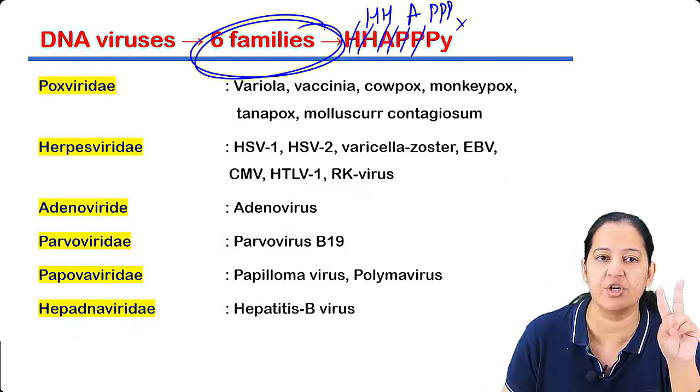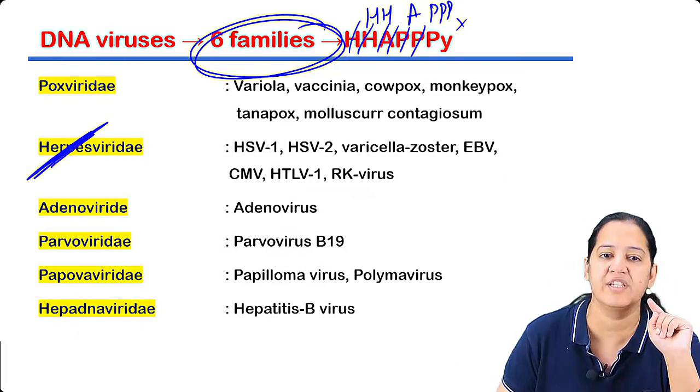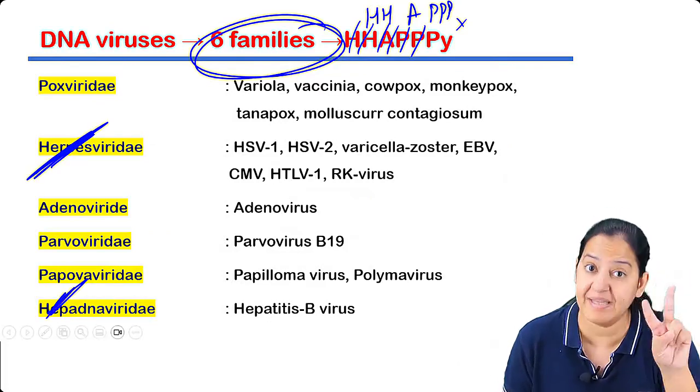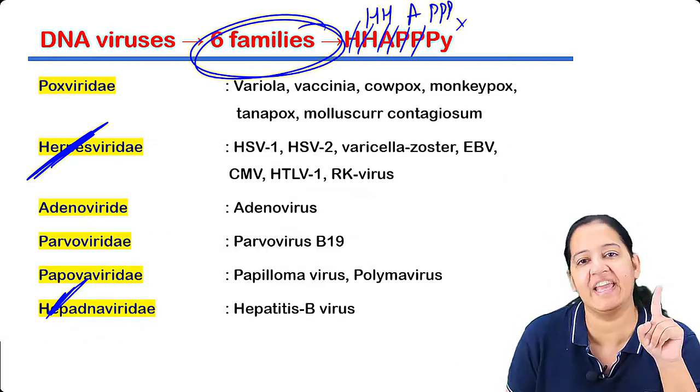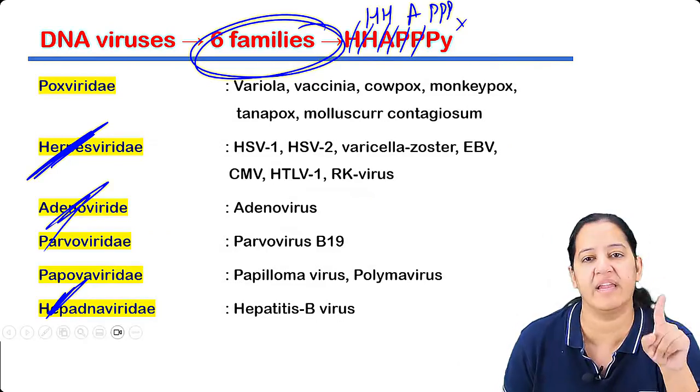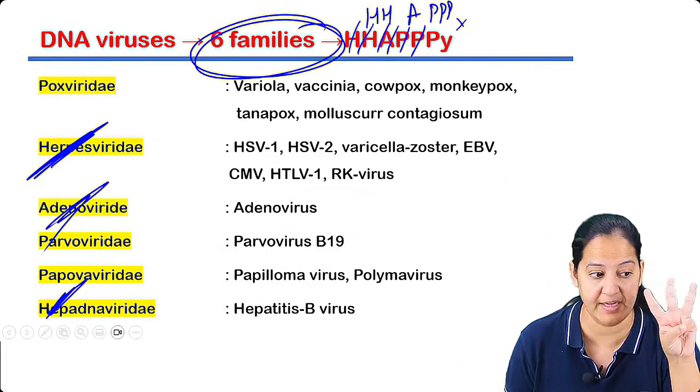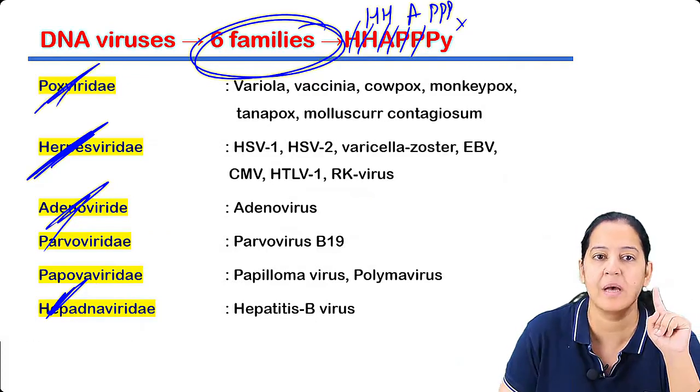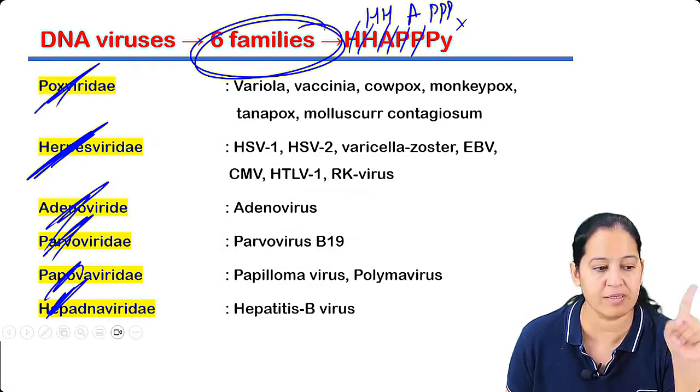What is double H? One H is herpes, one H is hepadna. Say it: herpes and hepadna. Double H. Only one A, adeno. And it's triple P: pox, parvo, papova.